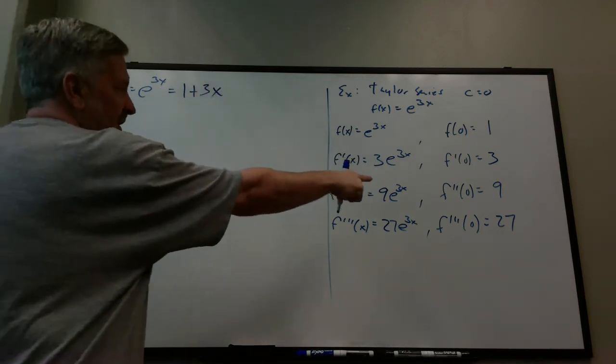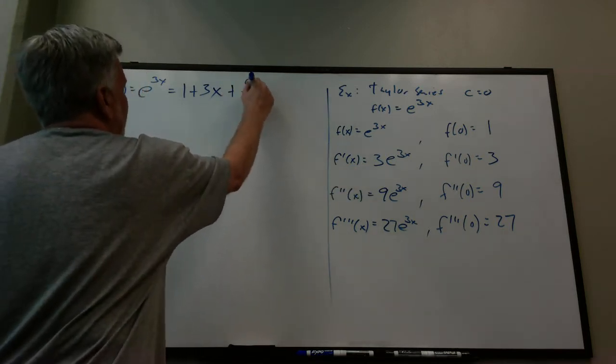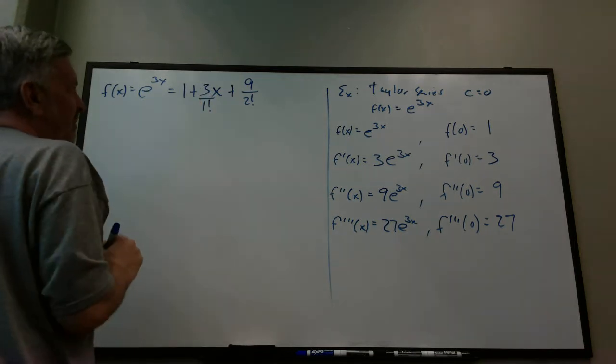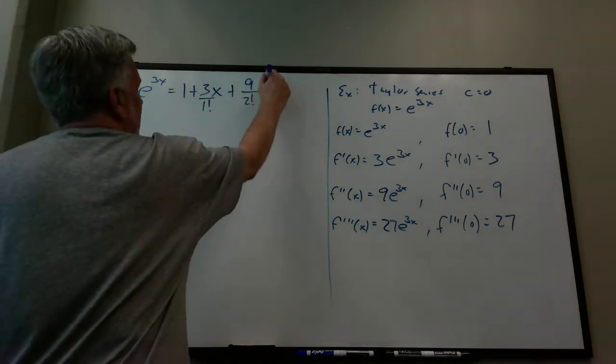And then the next one is 9. Now be careful, that's 9 over 2 factorial. If you want to think of this as over 1 factorial, I mean, that's fine. And then you're going to have an x squared.